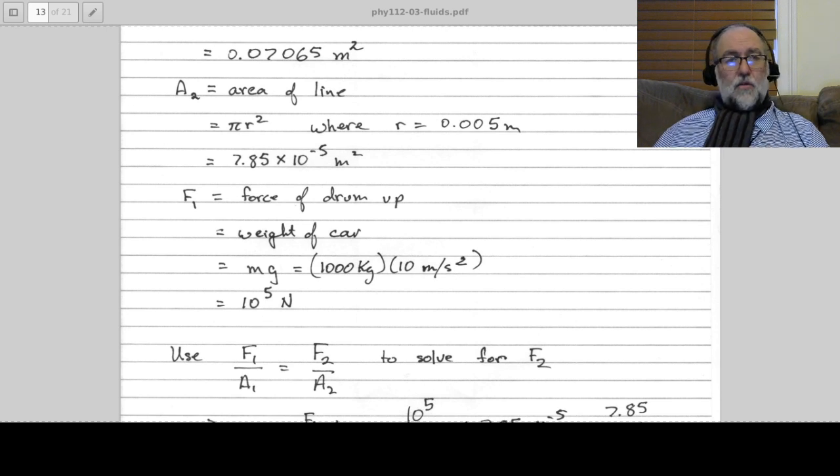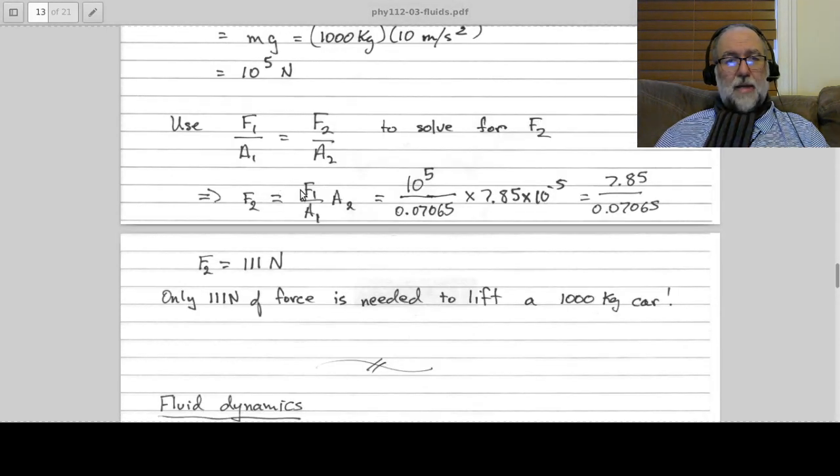That's your F2. So if we use our equation for Pascal's principle, F1 over A1 is equal to F2 over A2, and we're going to solve for F2. So basically here, I'm just going to isolate F2. What did I do here? I just multiplied both sides by A2. And plugged in the numbers, and I got that F2 is 111 newtons. So with only 111 newtons, you're able to lift a 1,000 kilogram car.